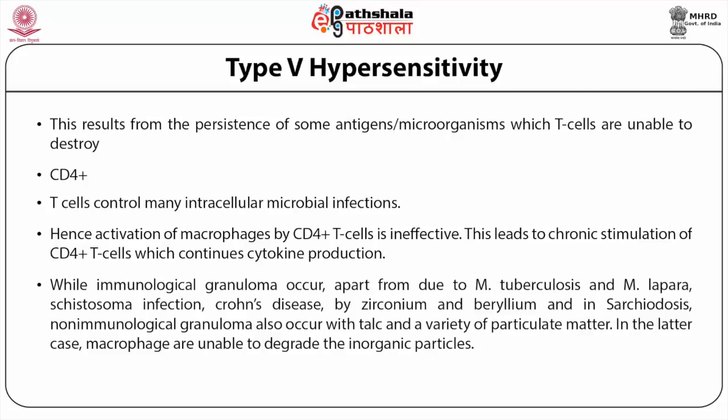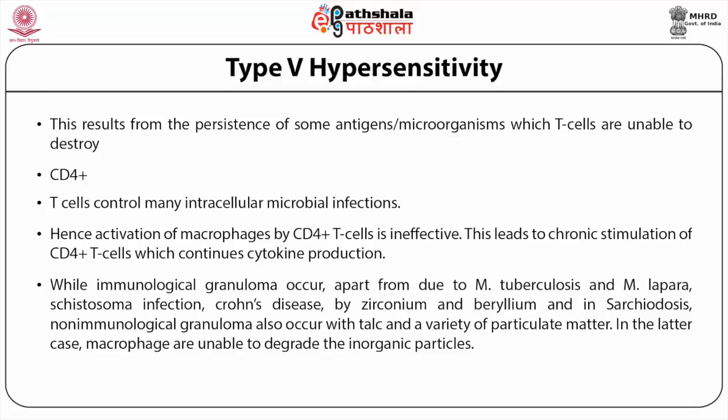Immunological granulomas occur apart from M. tuberculosis and M. leprae, in schistosoma infection, Crohn's disease, zirconium and beryllium exposure, and in sarcoidosis. Non-immunological granulomas also occur with talc and a variety of particulate matter. In the latter case, macrophages are unable to degrade the inorganic particle. The granulomas are characterized by the absence of lymphocytes in the lesion.